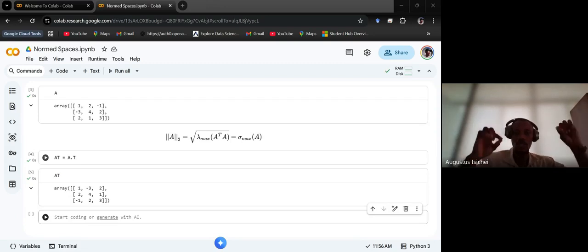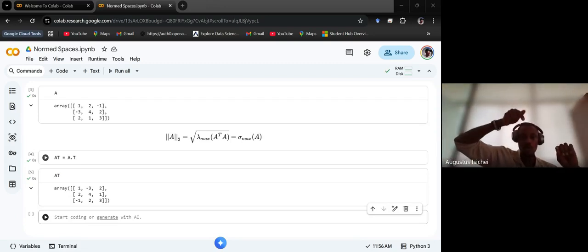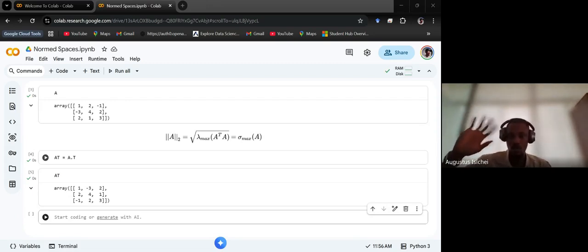Can you see that I've gotten the transpose of A now, which is 1, 2, minus 1, minus 3, 4, 2, and 2, 1, 3. Can you guys see my screen? Give me thumbs up, please. If you can see my screen, give me thumbs up. Good. So we have matrix A, we have the transpose of A.